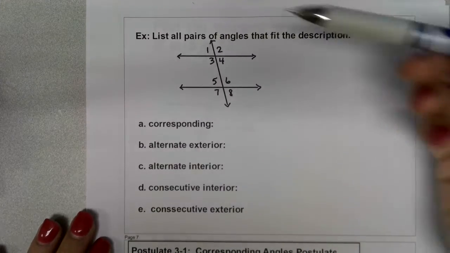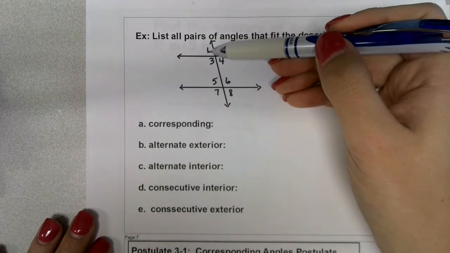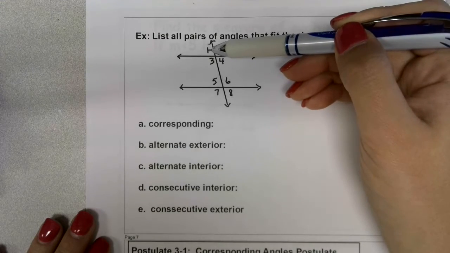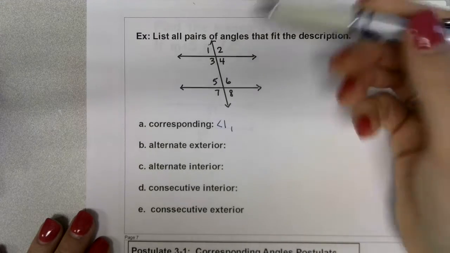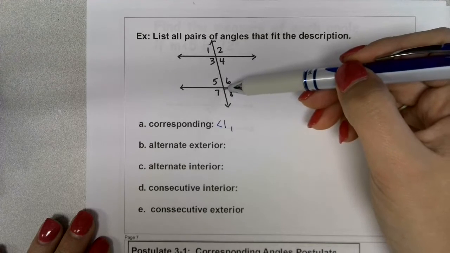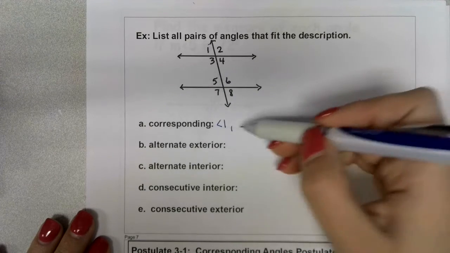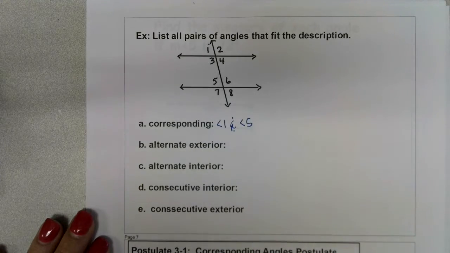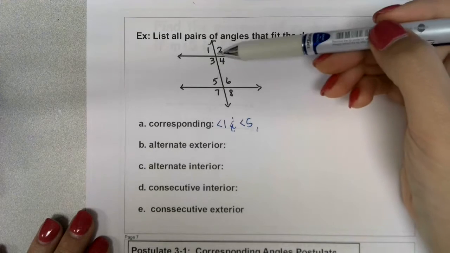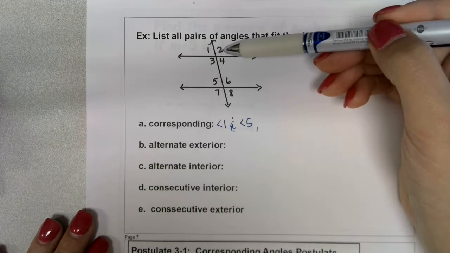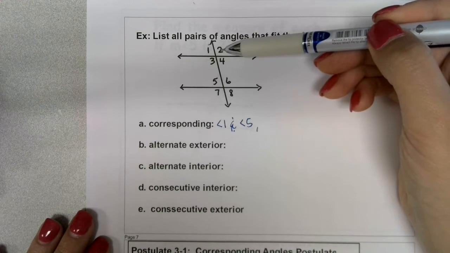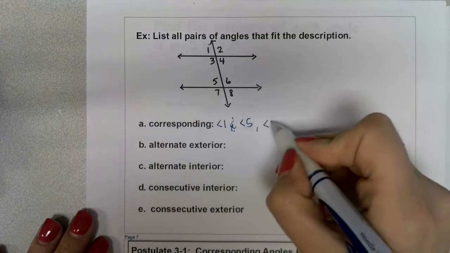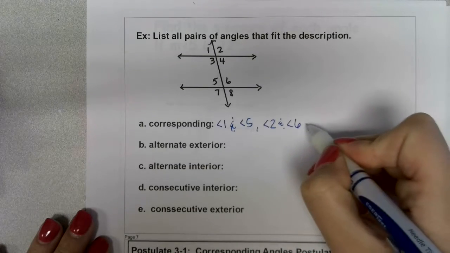So the corresponding angle here is, let's start with number 1, okay? If I look at number 1, it is above this line to the left, okay? So I've got angle 1. If I move down to this line, above this line to the left is angle 5. So angle 1 and angle 5 are corresponding. All right, I could do the same thing on the other side. Above this line to the right is 2. Above this line to the right is 6. 2 and 6 are corresponding.